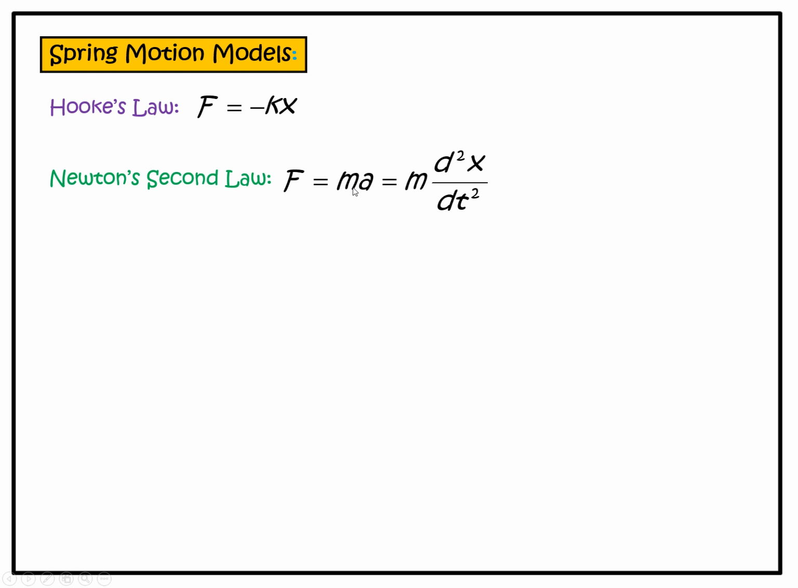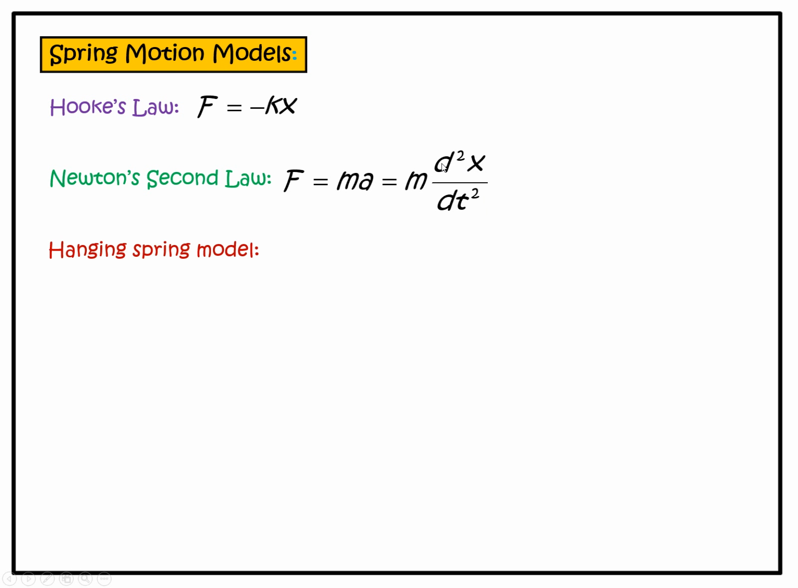And then the last model we'll consider is a spring motion model. Hooke's law, which applies to springs, states that the force needed to stretch a spring is negative kx, where k is your spring constant and x is the displacement from equilibrium. The negative is just saying that the force is in the opposite direction of motion. If you stretch a spring, it wants to pull back. If you compress the spring, it wants to spread out. And then Newton's second law, recall, says force is mass times acceleration, and acceleration is the second derivative of position x, or in this case, displacement.